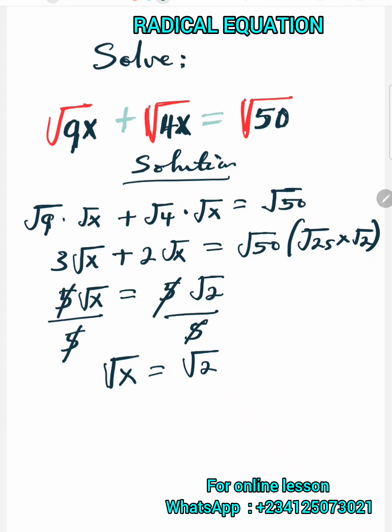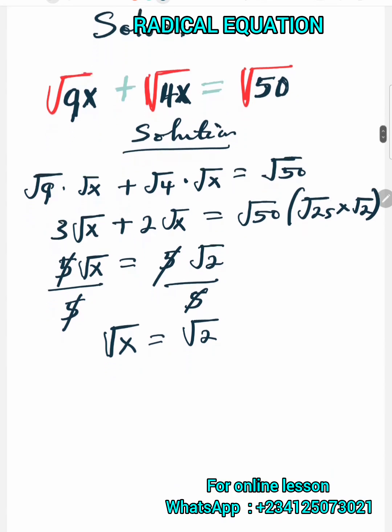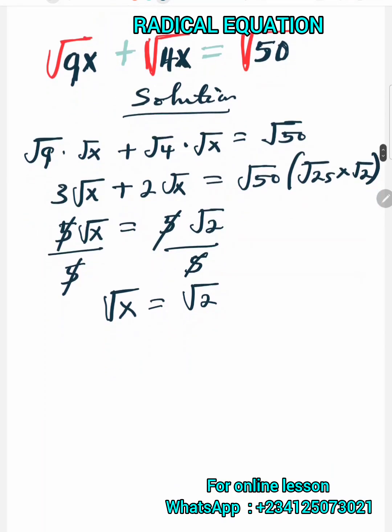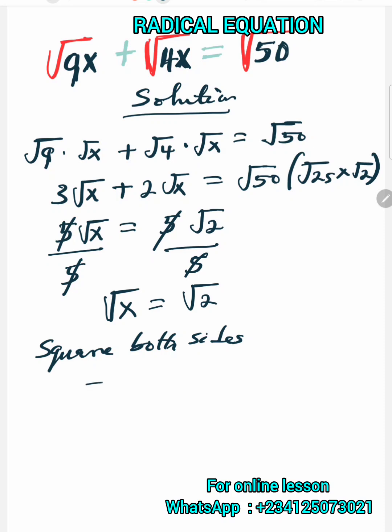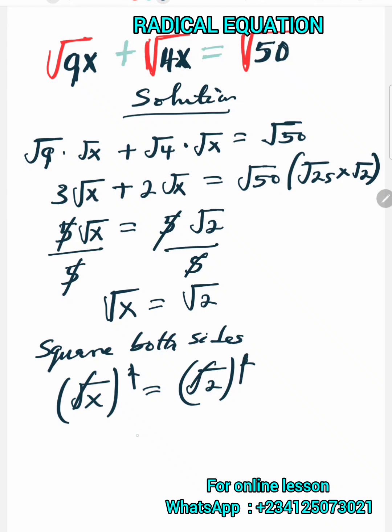But if you don't know that, what you can do now is to square both sides, okay? To eliminate the root is to square both sides. We already know that the answer is 2, but for the sake of the learners, we have to square both sides. So we have the root of x, then you square it, equal to the root of 2, then all squared. If we square this now, this will take care of the roots, so your x equal to 2.